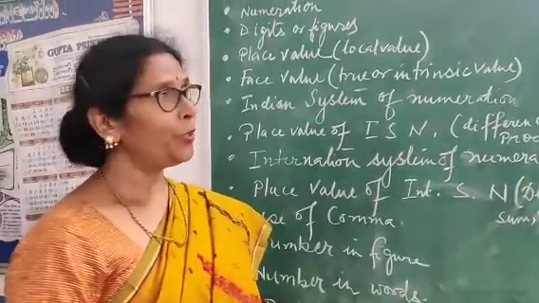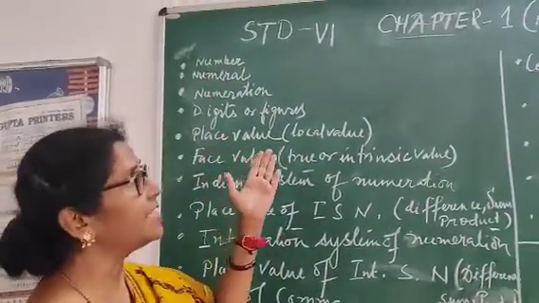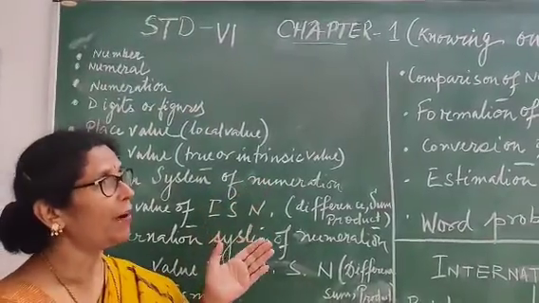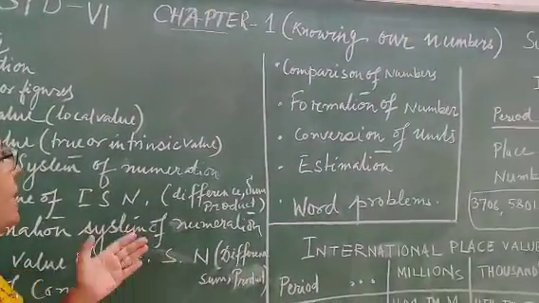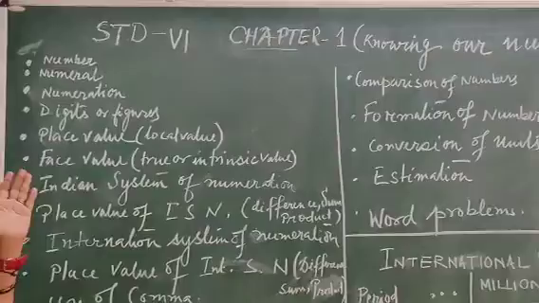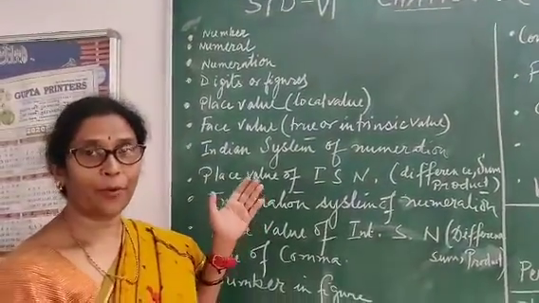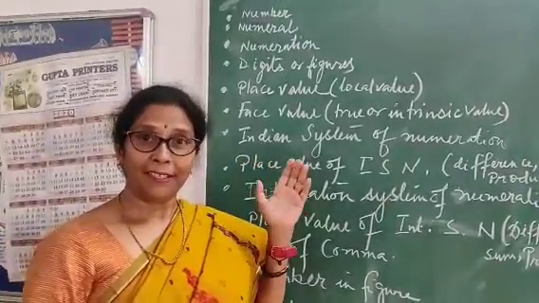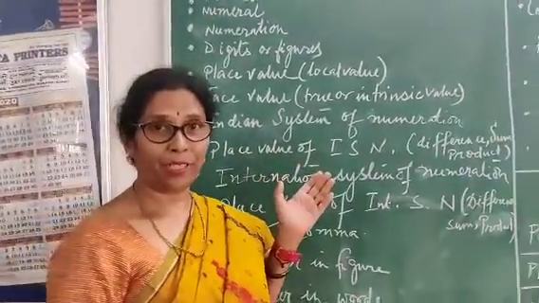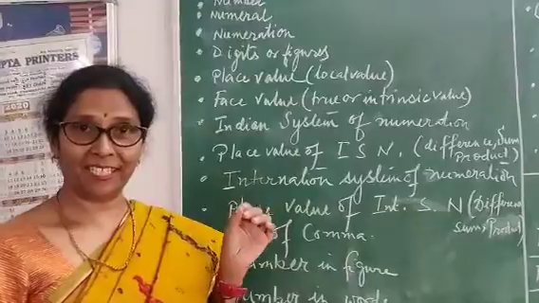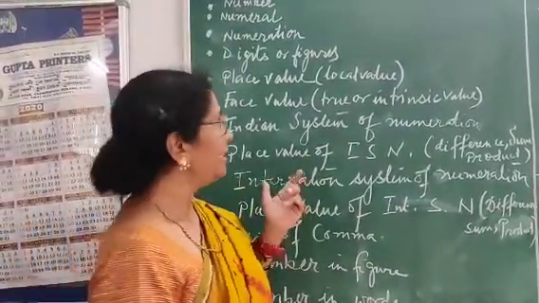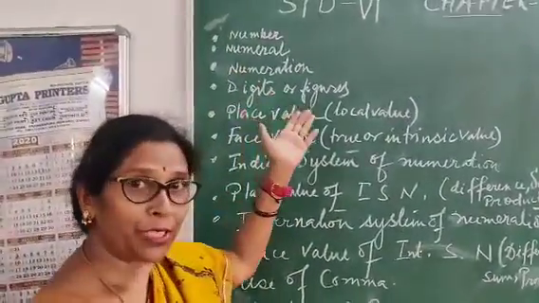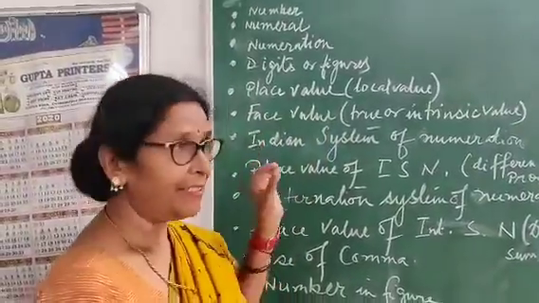A short video for standard 6, chapter 1, knowing our numbers. In this video, at first, I shall discuss number. Number is an idea or concept. It can be written in digit or in word. So we have to use digits in a number.